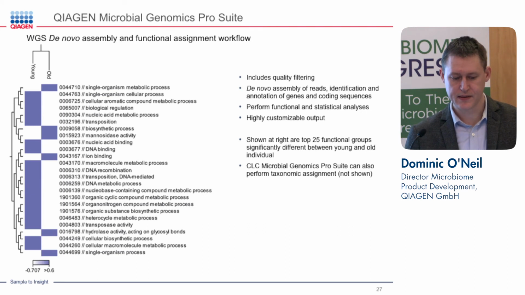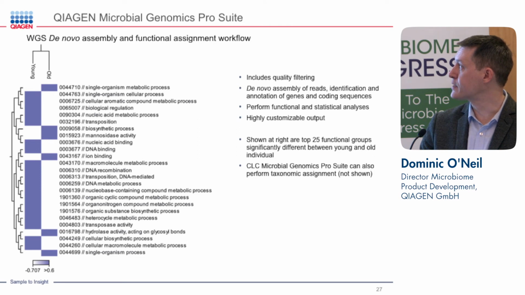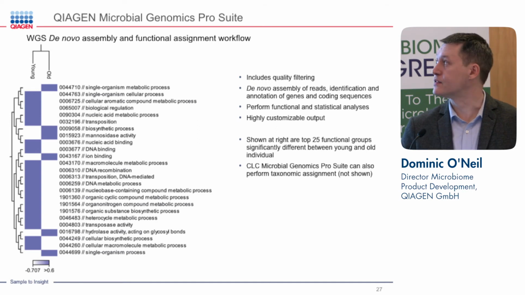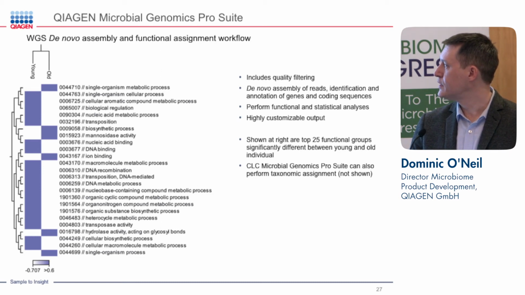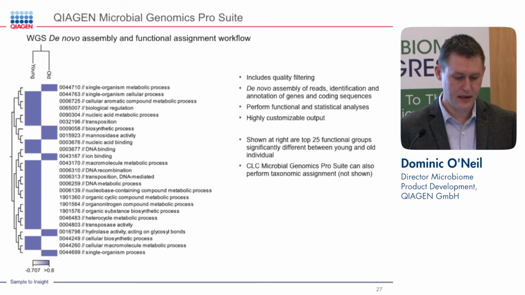On the whole genome sequencing side of things, we did, as I mentioned, functional genomics, looking at gene ontology. Here we're just looking at some of the pathways that are upregulated in samples from young individuals versus old individuals. These are the top 25 pathways that we found to be differentially present.